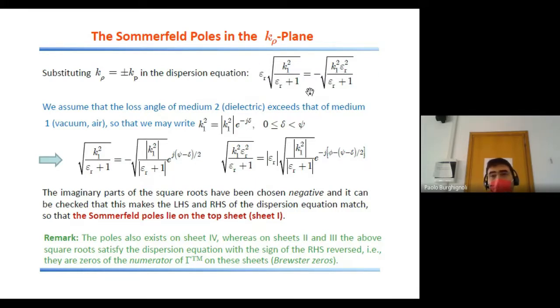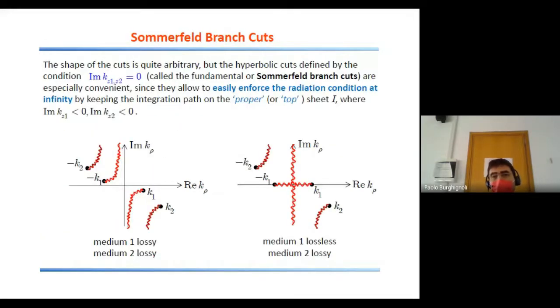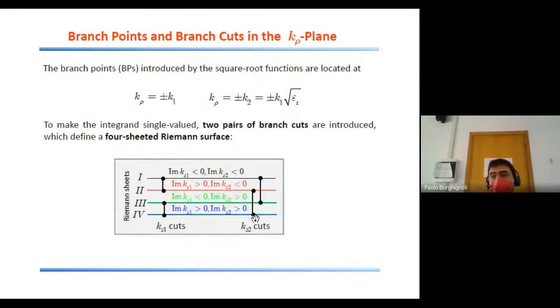So if instead of choosing the negative imaginary parts, you choose the positive imaginary parts, again, the Sommerfeld poles will satisfy the dispersion equation. This means that those are poles also in the fourth sheet, that is here at the bottom. So we have a pair of poles, both in the top and in the bottom-most Riemann sheet, okay?